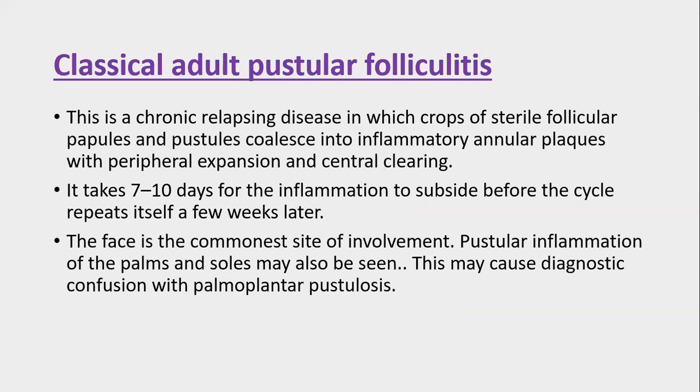Now, the first subtype, that is the classical or adult type of eosinophilic pustular folliculitis. It's a chronic relapsing disease with crops of sterile follicular papules and pustules coalescing into inflammatory annular plaques with peripheral expansion and central clearing, mimicking tinea faciei. It takes 7 to 10 days for inflammation to subside before the cycle repeats itself.